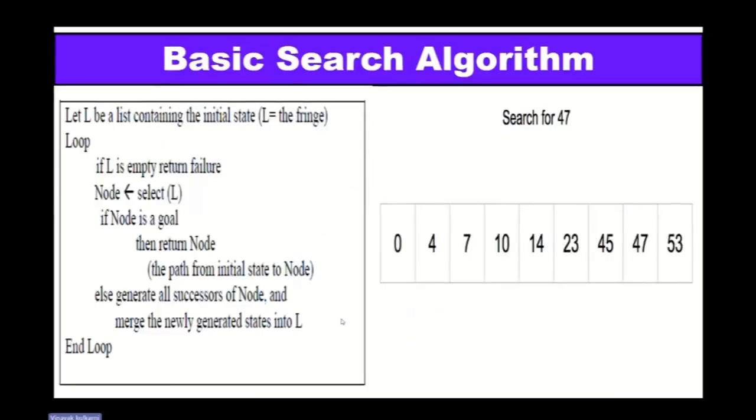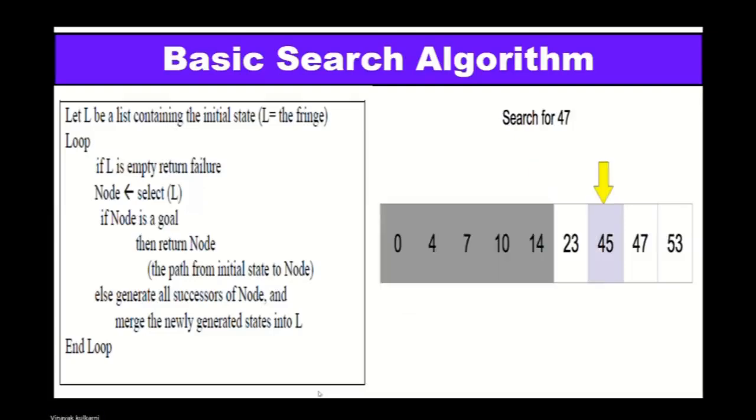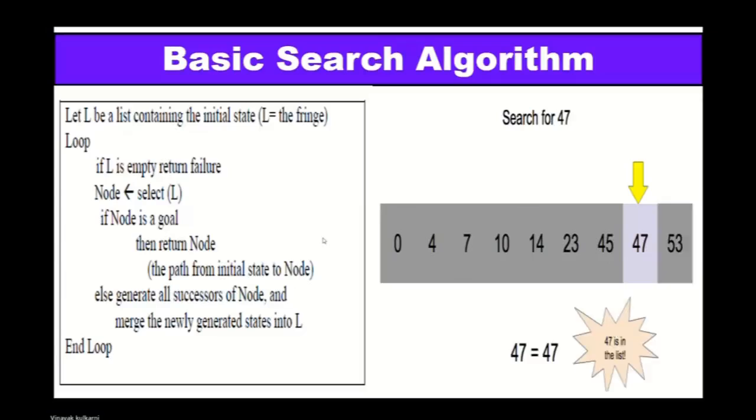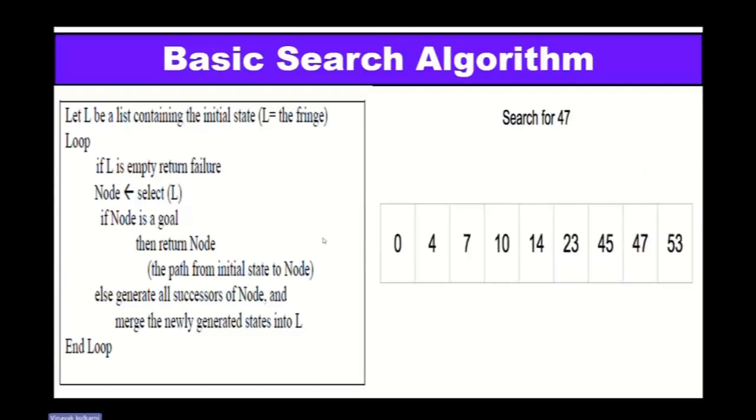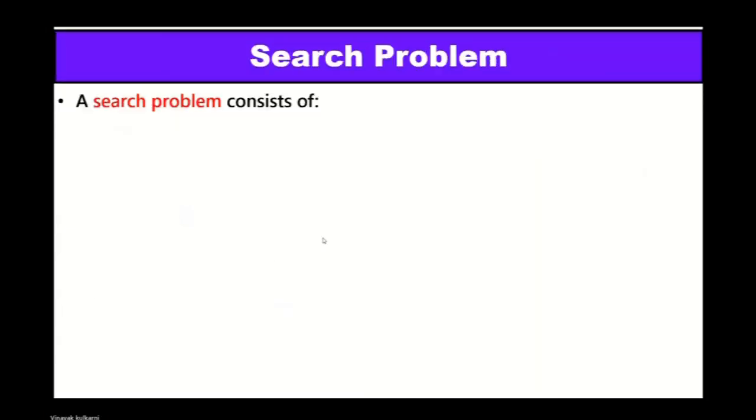See, now one example is shown over here. We start with 0, and ask whether this is our destination. Our required search is 47. So 0 is not, 4 is not, 7 is not, 10 is not, and when it comes to 47, at that time 47 is the goal and we stop there.